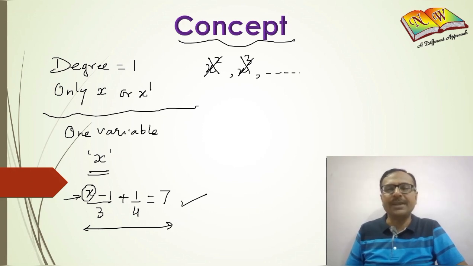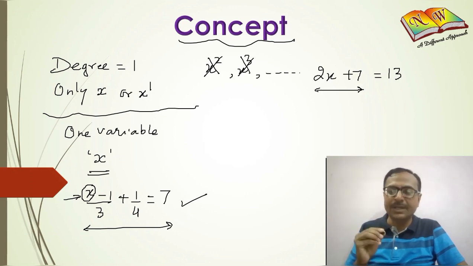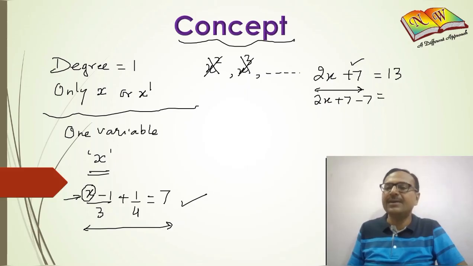How do you solve linear equations? If you have an equation like 2x plus 7 equals 13 and you want to solve it, then you need to get rid of everything on the left hand side except the variable. So in order to get rid of this plus 7, we will subtract 7 from the left hand side and subtract 7 from the right hand side.